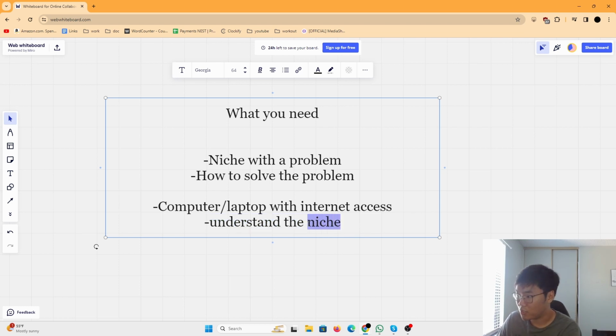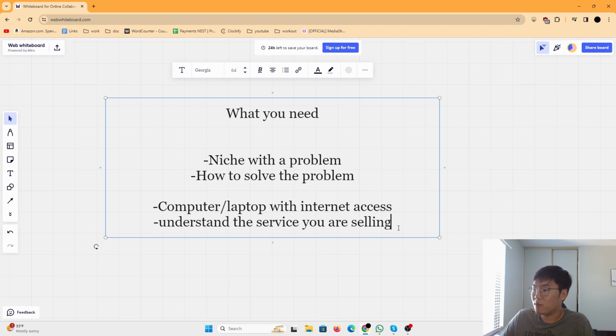I should change niche to the service you are selling. So it doesn't have to be social media. If you're selling website design, learn as much as you can about website design, because the appeal of an agency is that technically you don't really have to do the work yourself.